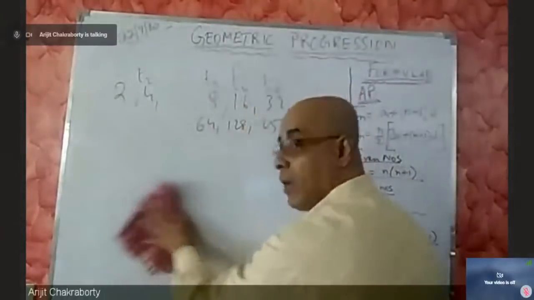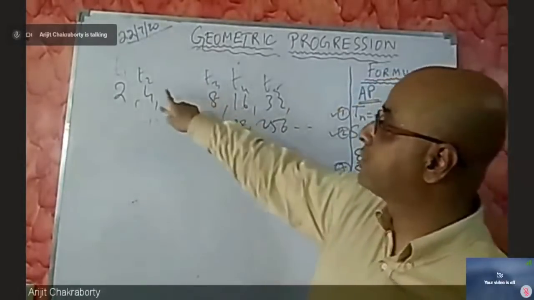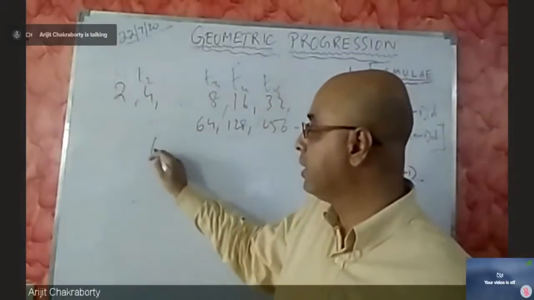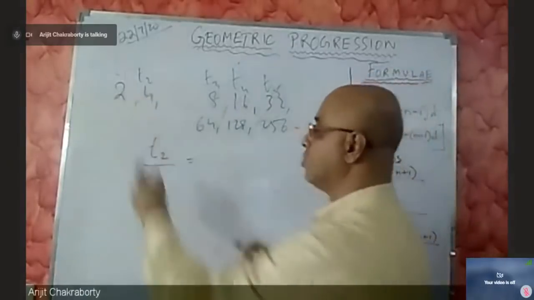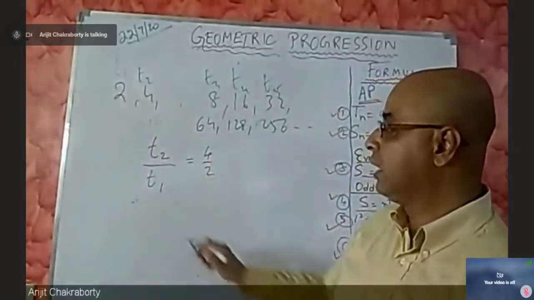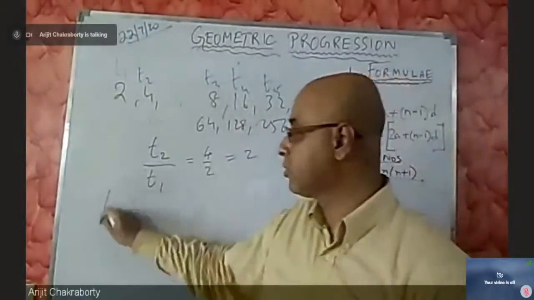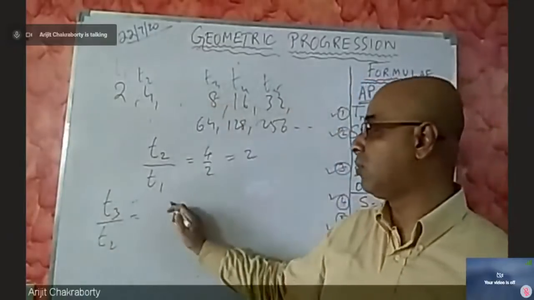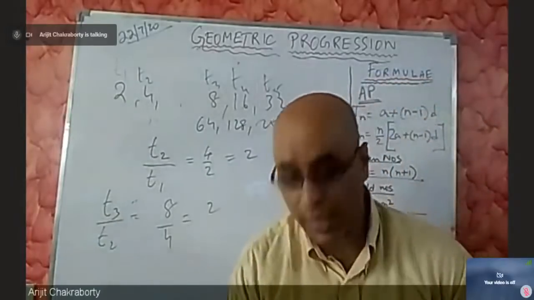However, dear friends, if I write, let's take T2 by T1. Now instead of subtracting, I am dividing. T2 by T1 is equal to 4 by 2. This is equal to 2. T3 by T2, 8 by 4, again 2.